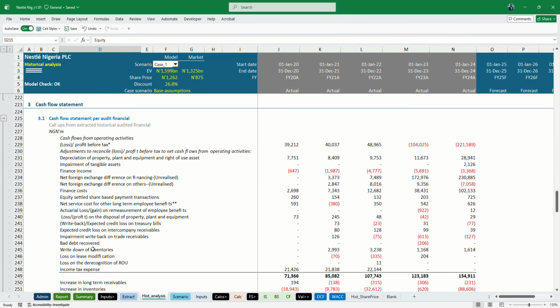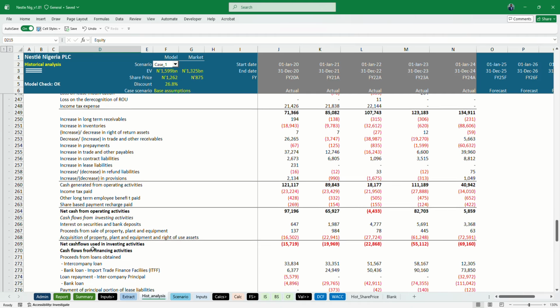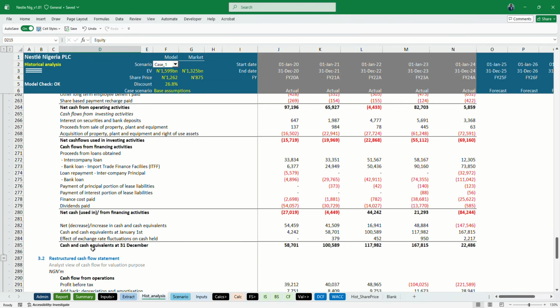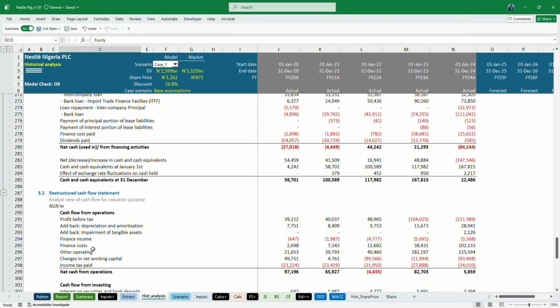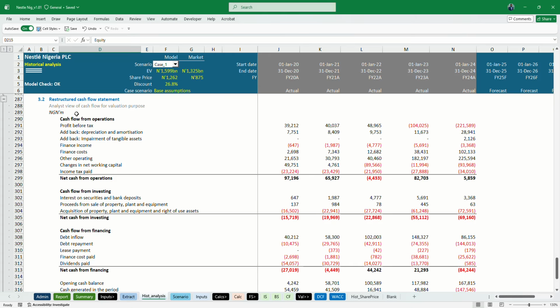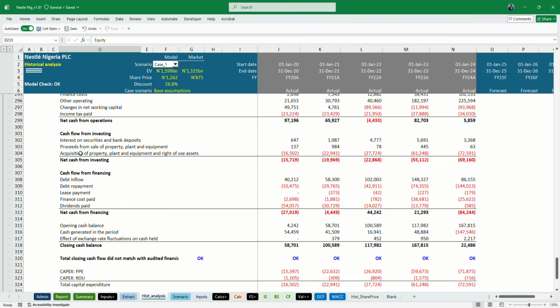Also, we have our cash flow, right? The cash flow has a lot of line items which might not be applicable to our own forecast. So what we have to do is just restructure it, more like regrouping those line items, so that we have the key line items needed. And that's what we have there.